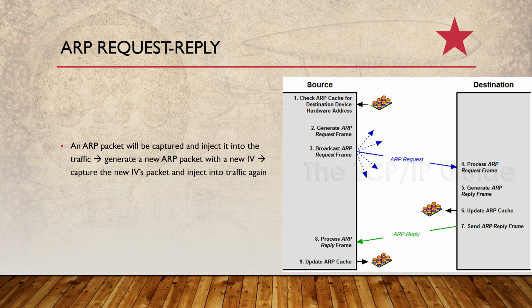In ARP request replay, after successfully associating with the target AP, we will wait for an ARP packet. We will then capture this packet and inject it into the traffic. This will force the AP to generate a new ARP packet with a new IV. We capture this new packet and inject it into the traffic again. This process will repeat until the number of IVs captured is sufficient to crack the key.